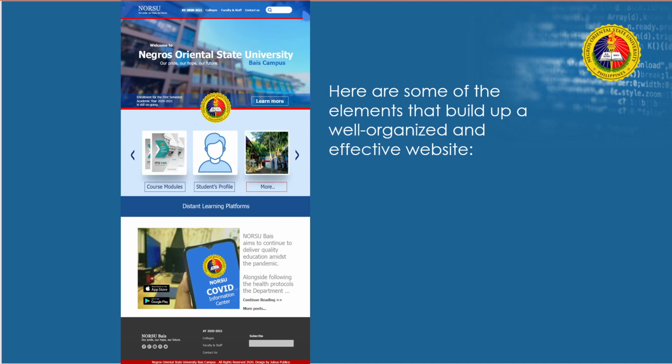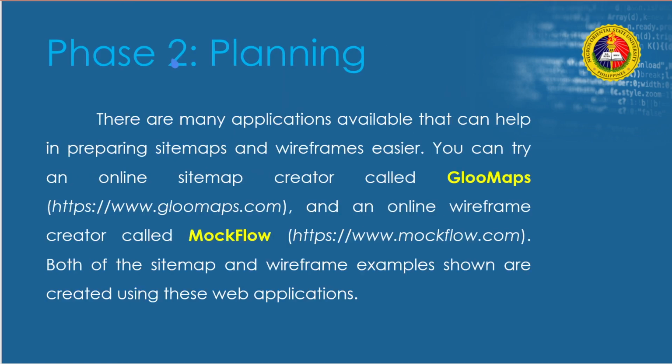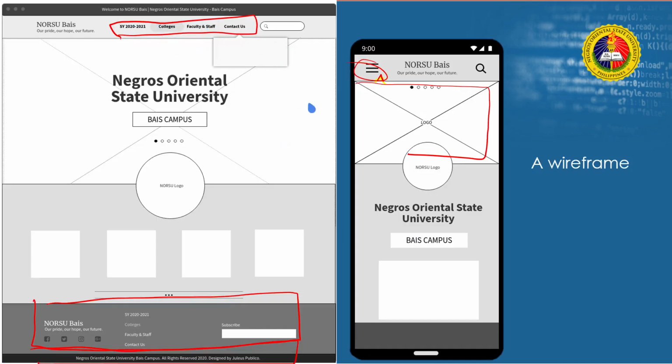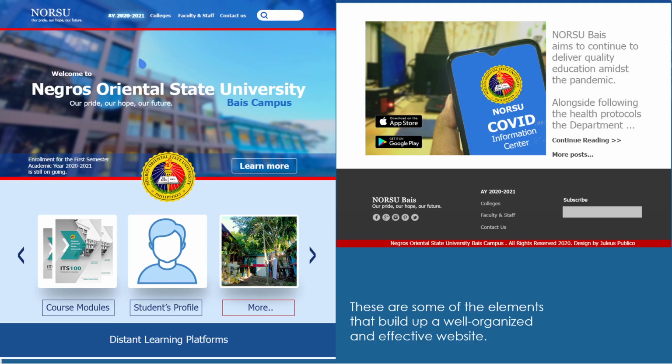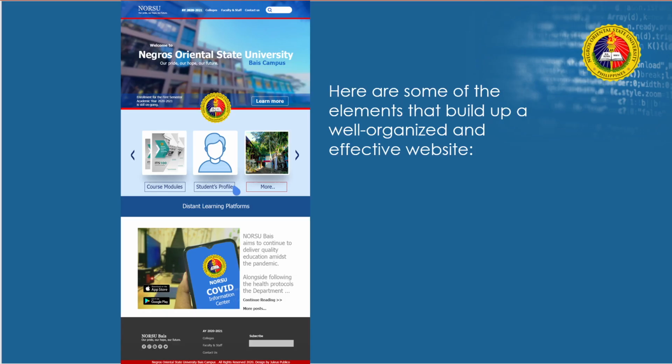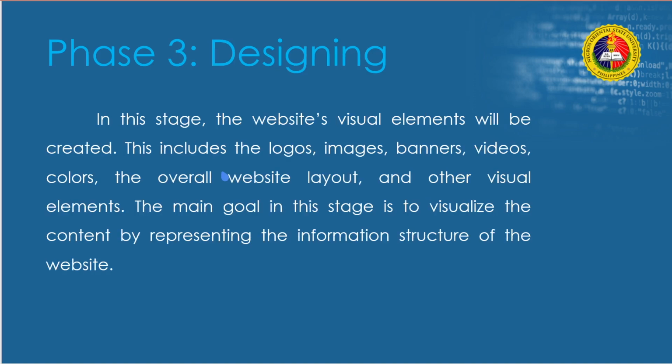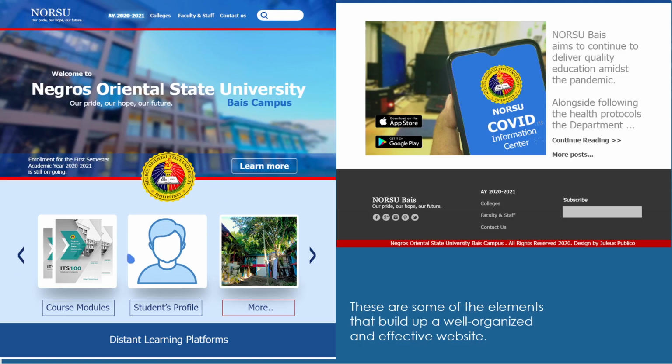We have here the navigation bar at the top, which looks like this in the beginning. Next we have the banner. The banner is just a background photo of NORSU, Bais. Then we have here, Welcome to Negros Oriental State University, Bais campus. And then the logo, as we discussed here. We will put the logo on the side, and some main features. Then so on and so forth, we have our navigation, our footer, and our top heading information. So these are some of the elements that build up our organized and effective website.